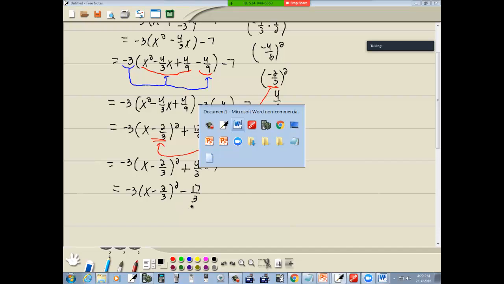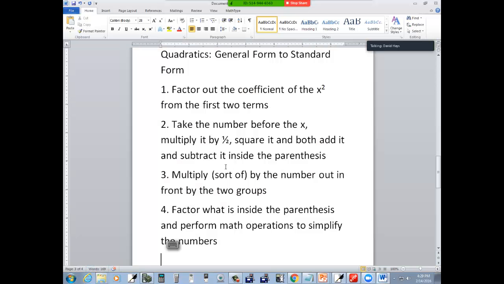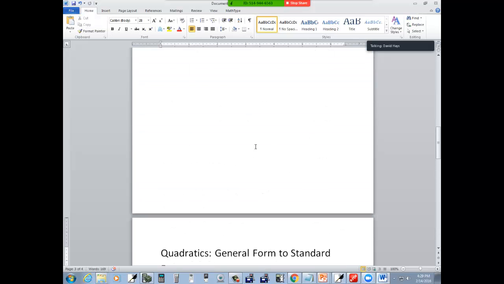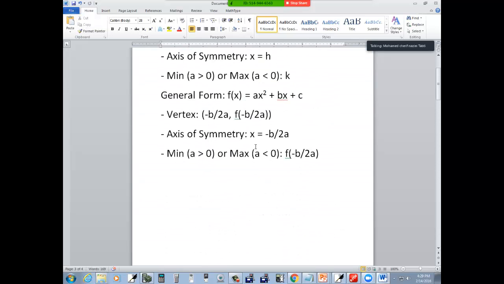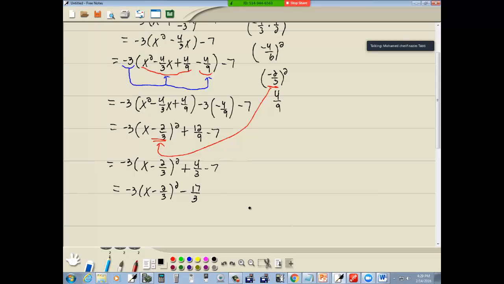So you can plot. And that's 2/3 and minus 17 over 3, the vertex, right? Right. Yeah.